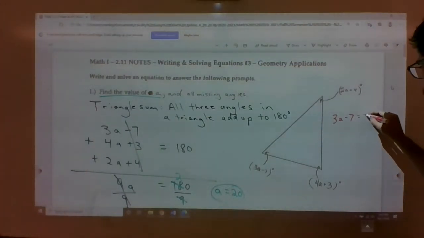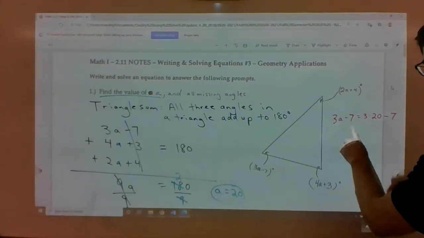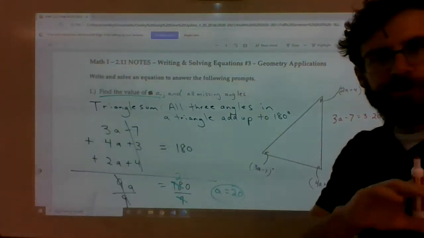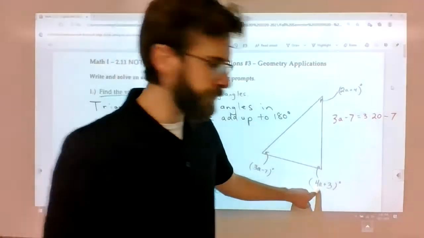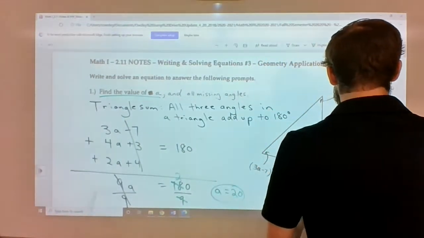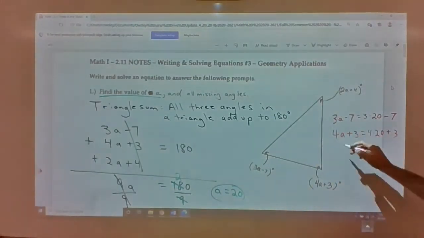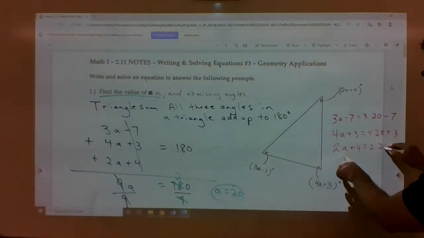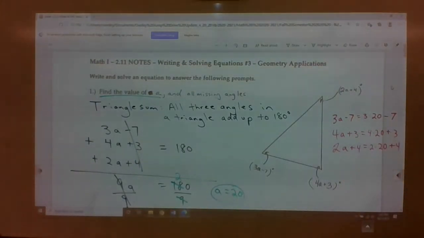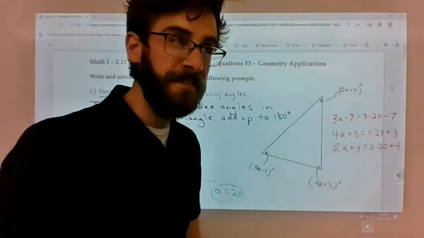So this equals 3 times 20 minus 7. And I can do that with all three variable expressions. 4a plus 3, that's the same as 4 times 20 plus 3. 2a plus 4, that's the same as 2 times 20 plus 4. All right, this ends up being 60 minus 7. 60 minus 7 equals 53.